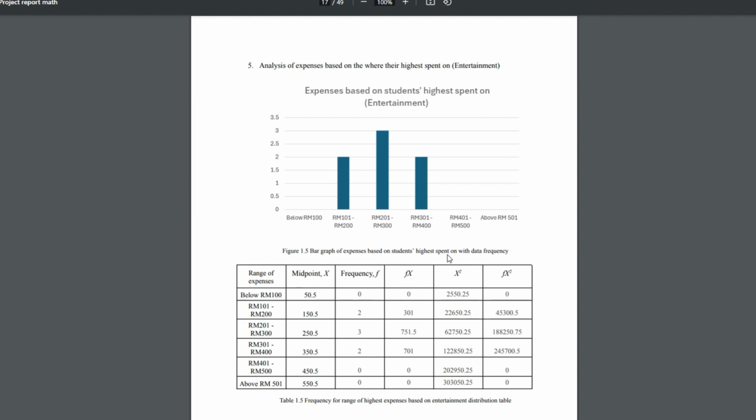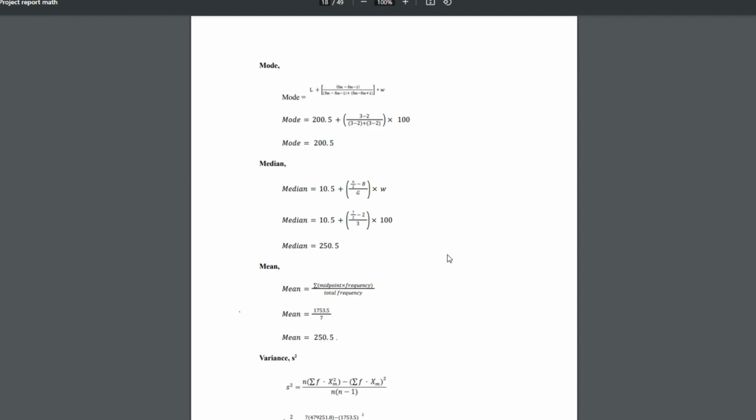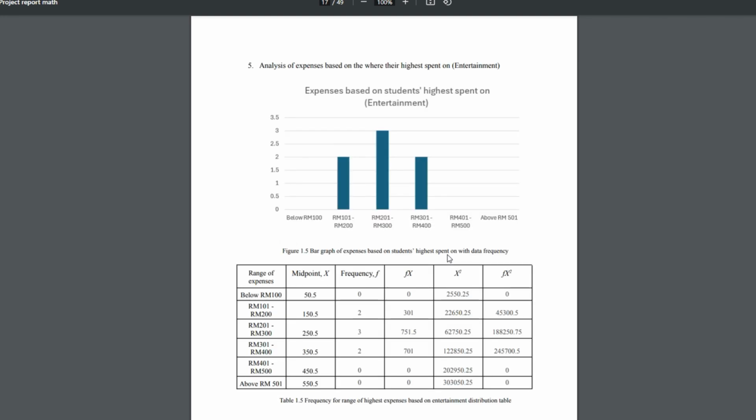And for the next analysis that we made is for the expenses that the students met based on the highest spend, which in this part is entertainment. The average of the expenses that students made for entertainment is 250 ringgit 50 cents, and the mode for this dataset is 250 cents, which falls to the class.